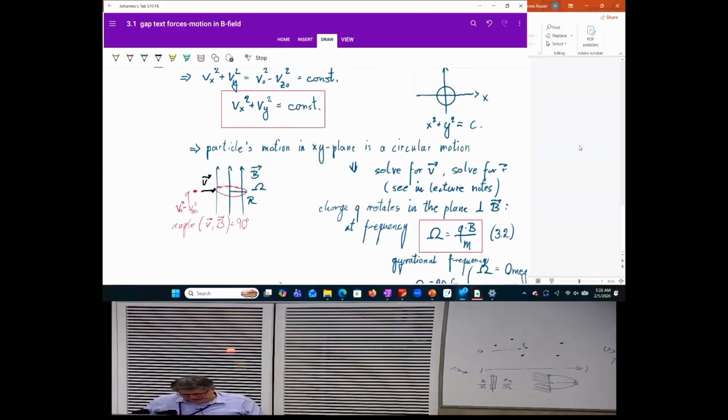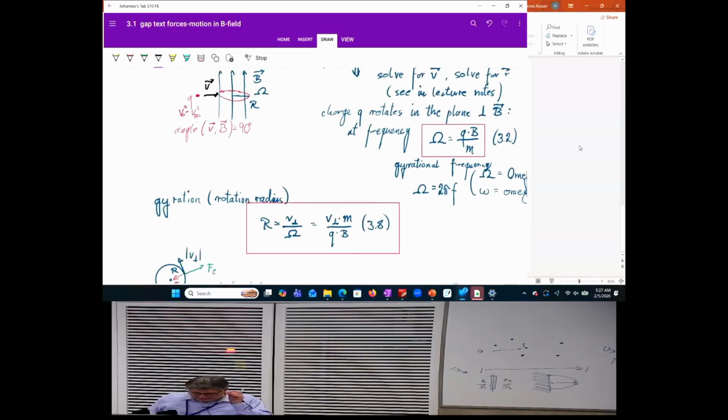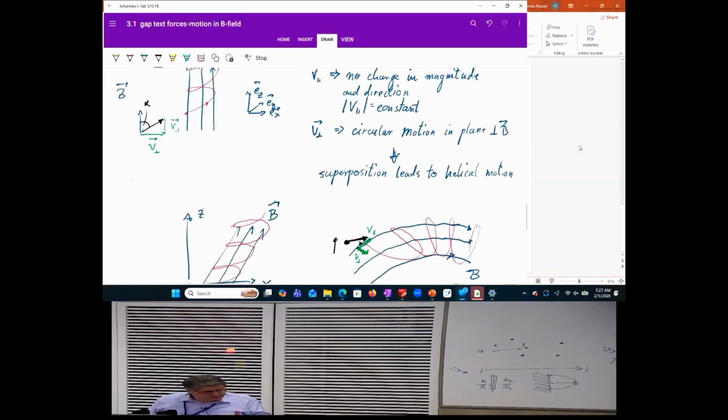And this circular motion in the perpendicular plane is superimposed on that straight constant motion parallel to the B field, and you can obtain the gyrational frequency when you solve these equations. That is equation 3.2, governed by the strength of your field, and it is given by your charge, how large the charge is, but also, of course, the mass of the charged particle plays a role in that.